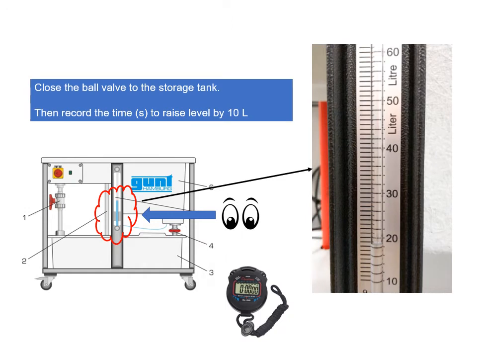So to measure the volumetric flow rate, what we do is we close the valve to the storage tank at position 4, and then we look at the level indicator and we decide on a volume of water we're going to collect. In this case, we're going to collect 10 litres of water, and we then time how long it takes with a stopwatch to collect 10 litres of water.